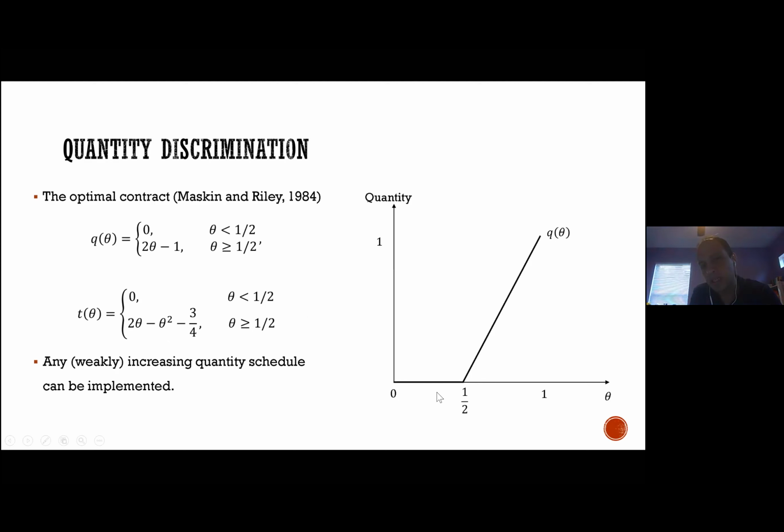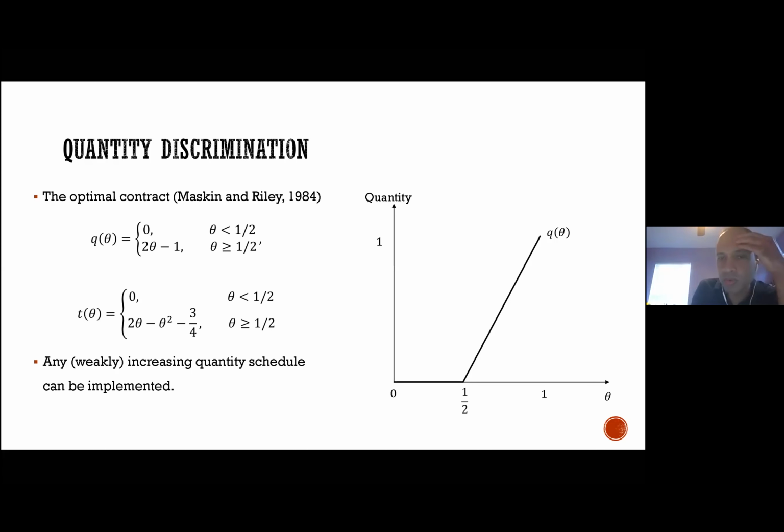The quantity schedule basically is such that the monopolist excludes all types below half, and the other types choose the quantity as given by the Q theta function. The interesting thing to notice about this quantity schedule is that it's monotonic. It's weakly increasing. In fact, Maskin and Riley show that you can take any weakly increasing quantity schedule and implement it. By that I mean that you can provide corresponding transfer payments such that the quantity schedule and the corresponding transfer payments are both incentive compatible and individually rational. So you give me any such weakly increasing quantity schedule, I can implement that by designing appropriate transfer payments. So that's the result when there are no restrictions on the monopolist.